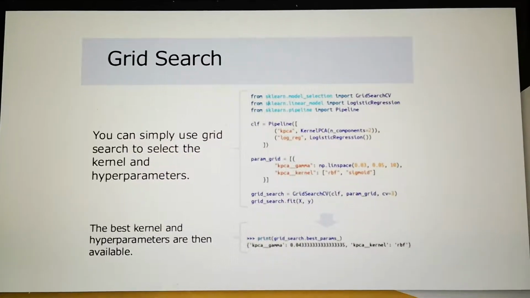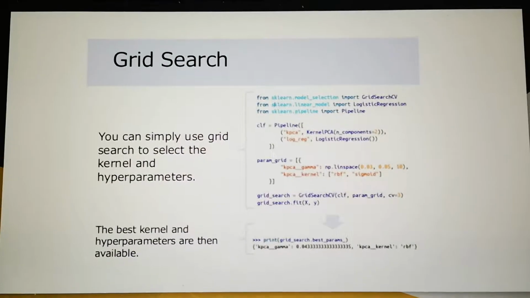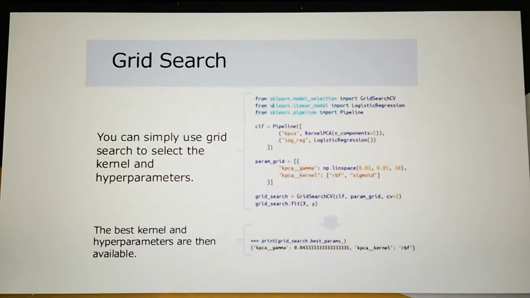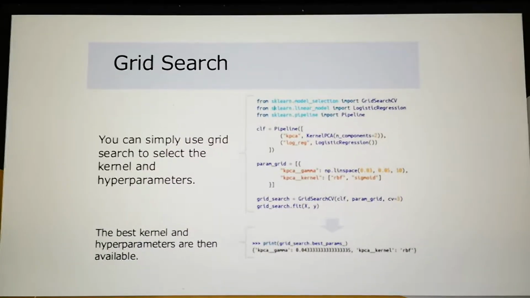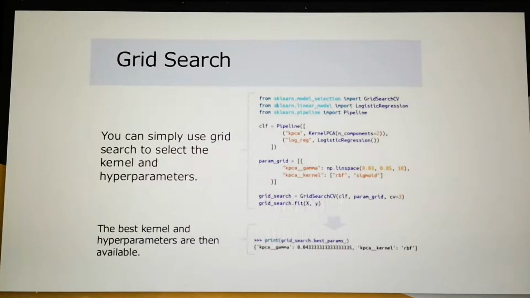We can see here what grid search looks like. We can simply use grid search to select the kernel and hyperparameters, and then we can find the best kernel and hyperparameters that are available.